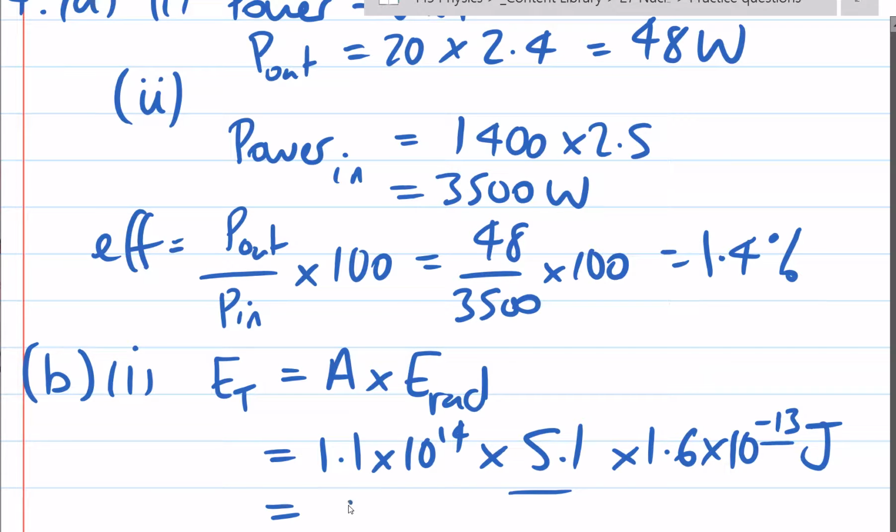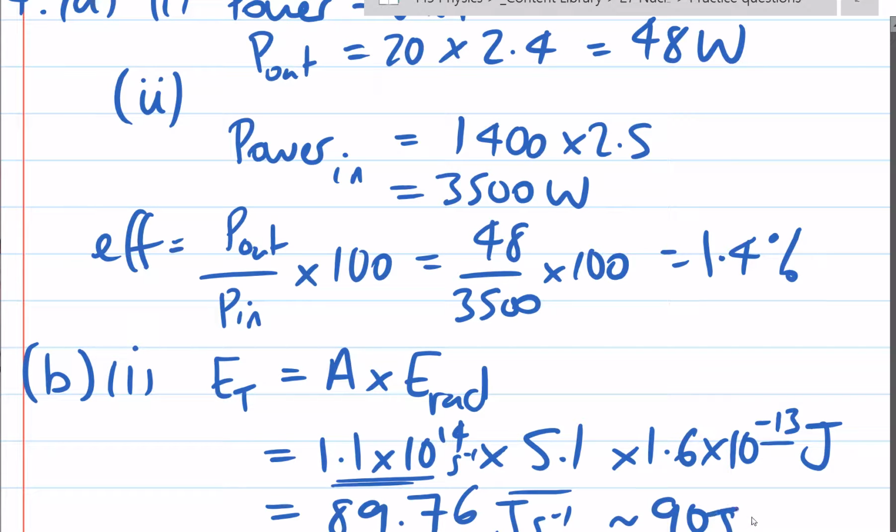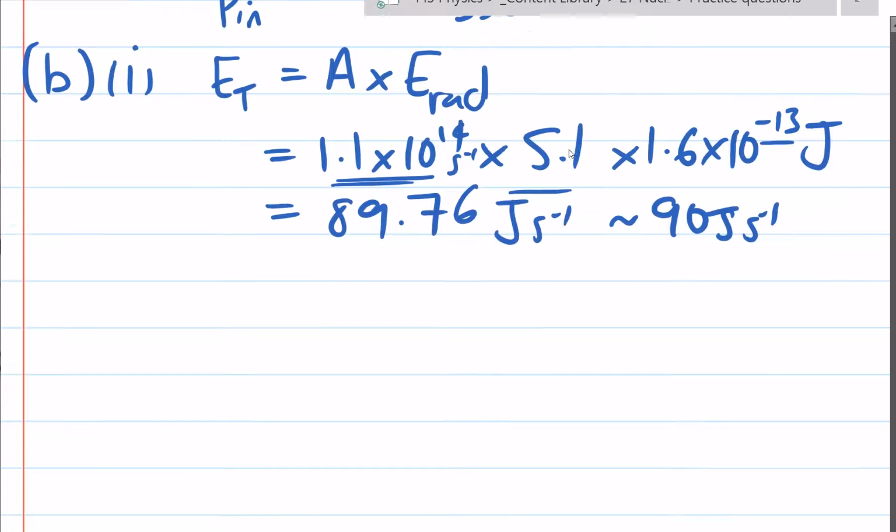Comes out as 89.76 joules per second, because this is technically in seconds to the minus 1, which is equivalent to 90 joules per second, or approximately.